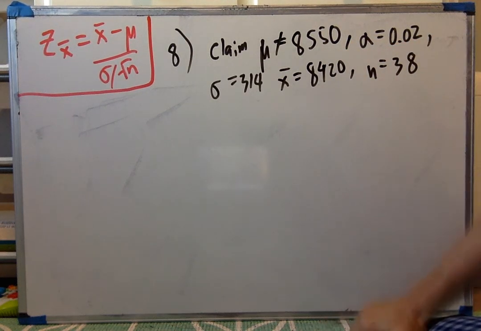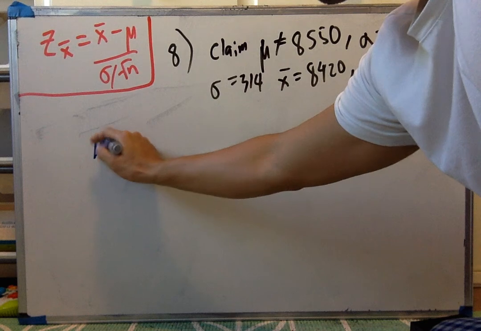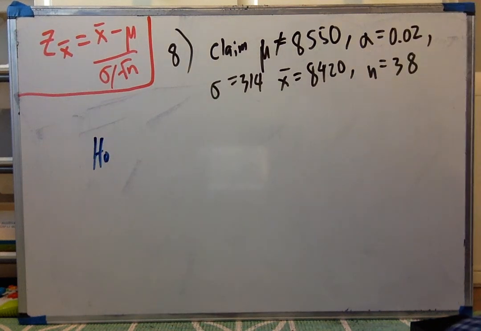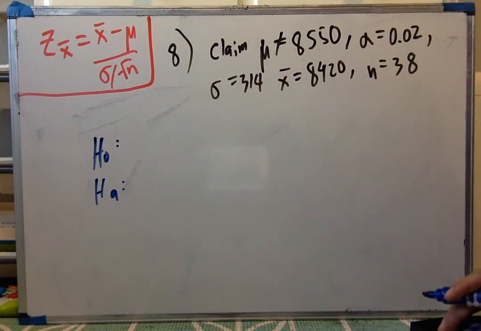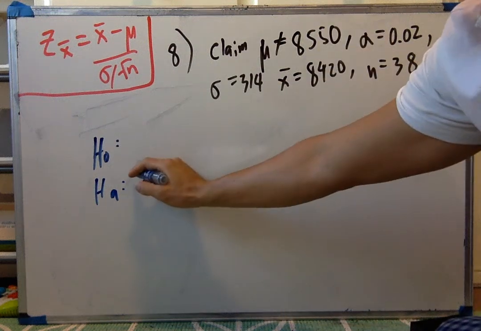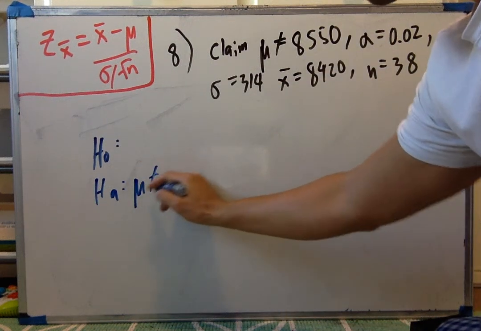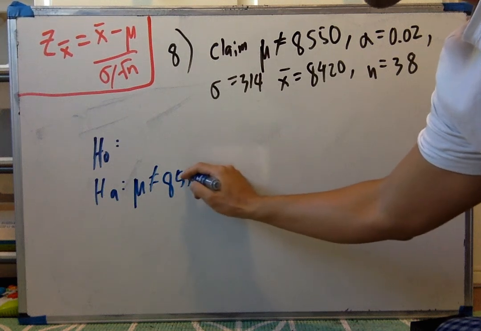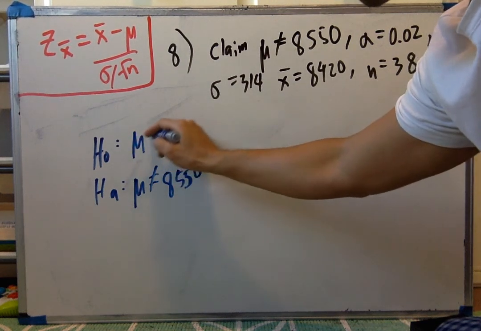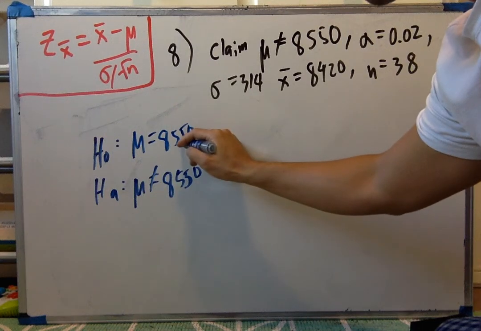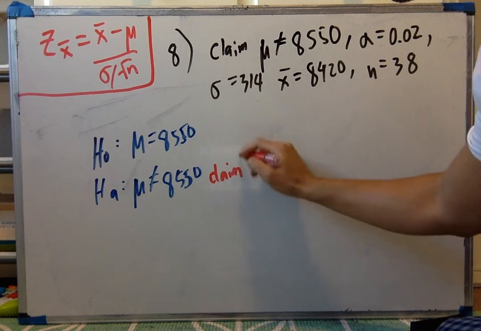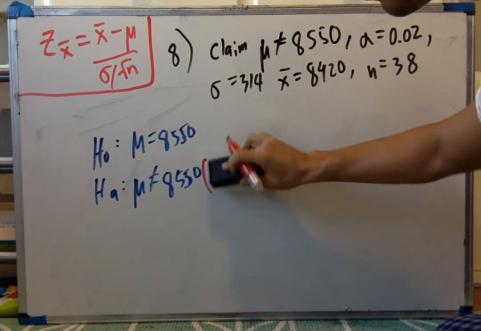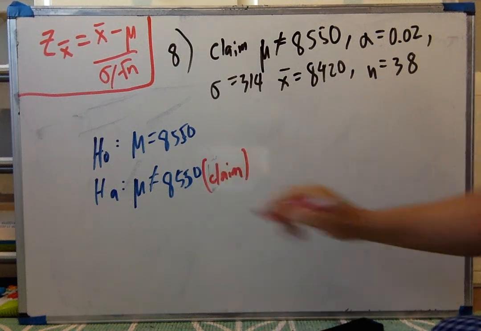All right, so the first thing I want to do, and this is going to be the same all the time, whether you're using the z test statistic or not, is find the H0 and the H1, the alternative. The claim was that mu is not equal to something, 8550. That makes it the alternative, because it does not include the equal sign. And that makes the null hypothesis mu is equal to 8550. So the claim was the second one, right? This is the claim here.